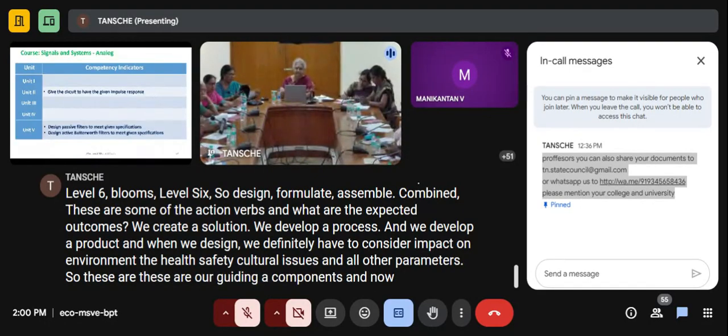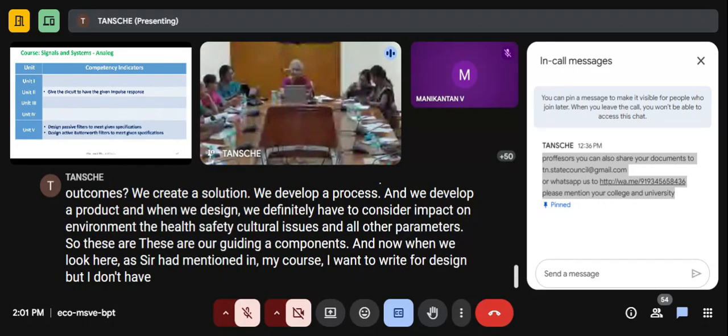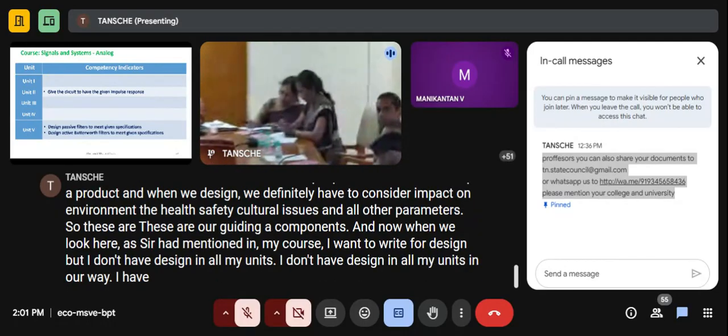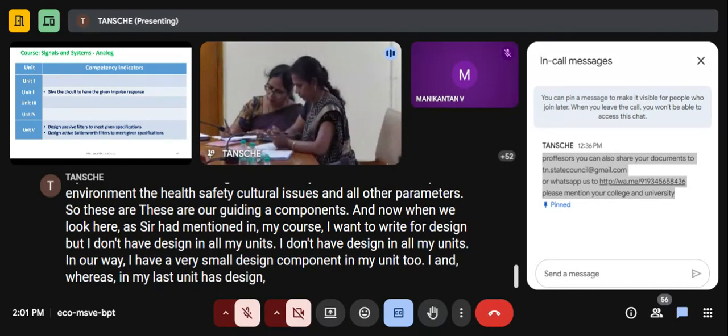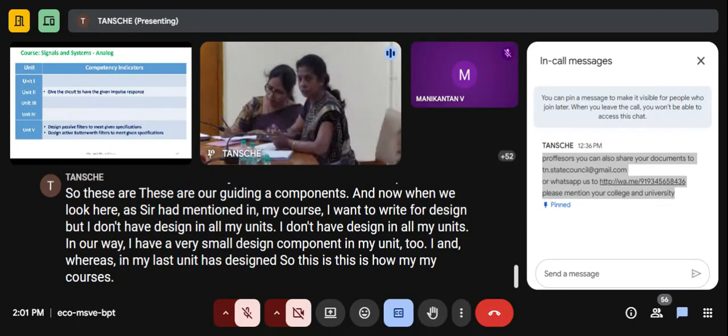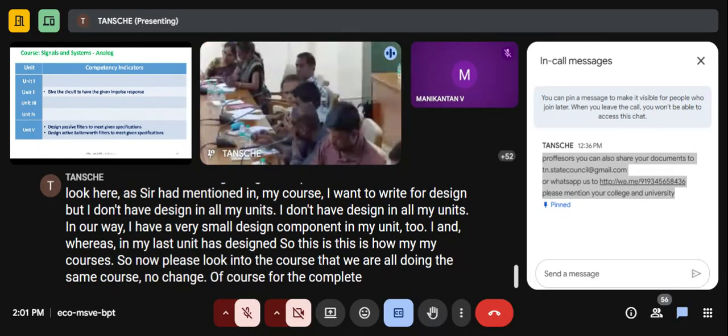Now, as sir had mentioned, in my course, I want to write for design, but I don't have design in all my units. I have a very small design component in my unit 2, whereas my last unit has design. So this is how my course is. So now please look into the course that you are all doing. The same course, no change of course for the complete activity.